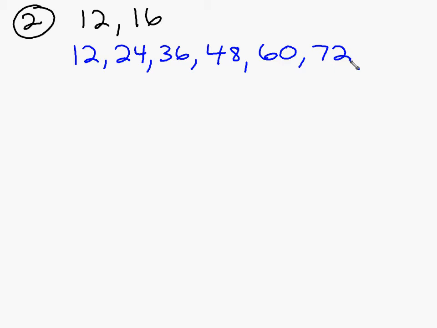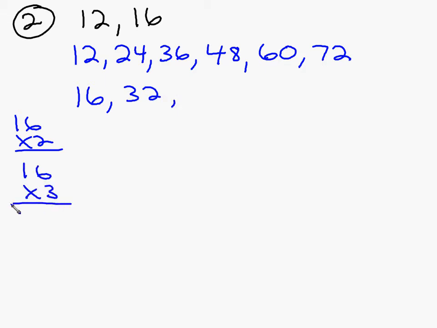Let's list the 16s. Now, if you can't do 2 times 16 in your head, just come over to the side and do it. What is it? 32. And if you can't do 3 times 16 in your head, then come over to the side and do it. It's 48. Do I need to go any farther? I have found a least common multiple. Okay?